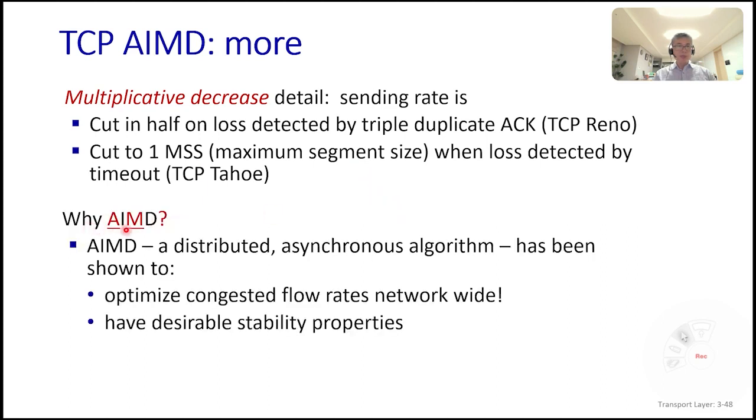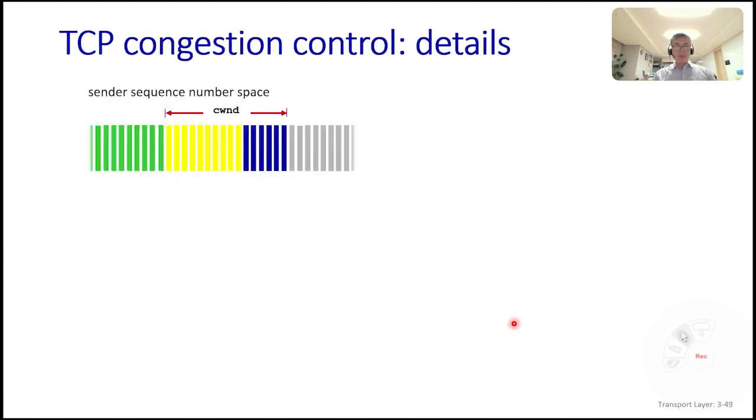So why AIMD? AIMD, a distributed asynchronous algorithm, has been shown to optimize congestion flow rate net-wide, and has desirable stability properties. That's why AIMD is popularly used.